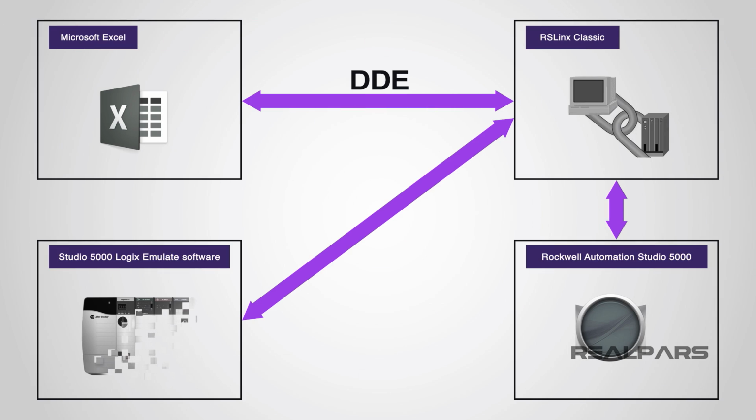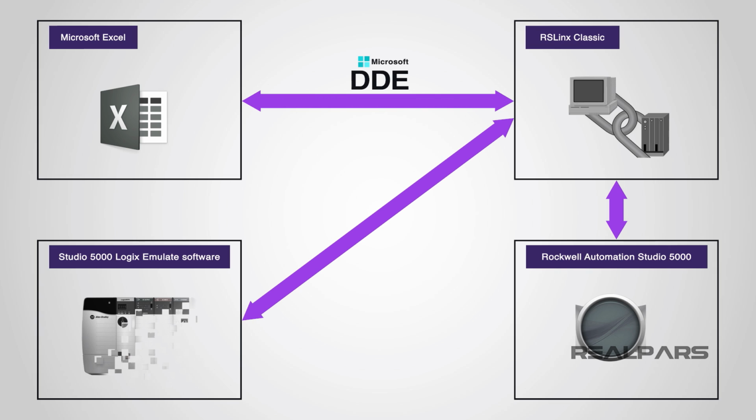The overall block diagram of how the programs are interconnected is displayed here. The RSLogix PLC, or emulator, will communicate with RSLinx Classic, and in turn, RSLinx will communicate with Studio 5000 Logix Designer and Excel. So what is DDE? DDE is a Windows mechanism that enables applications to communicate with each other and automates the manual copying and pasting of data via the clipboard.